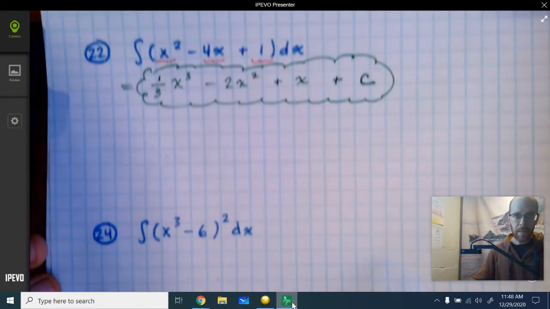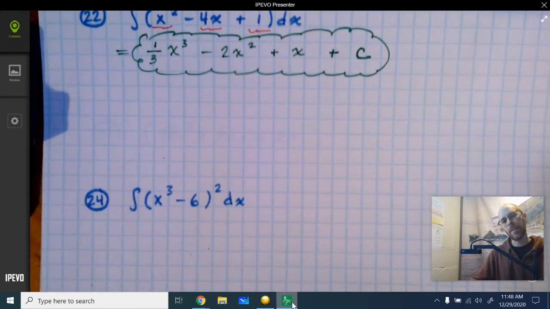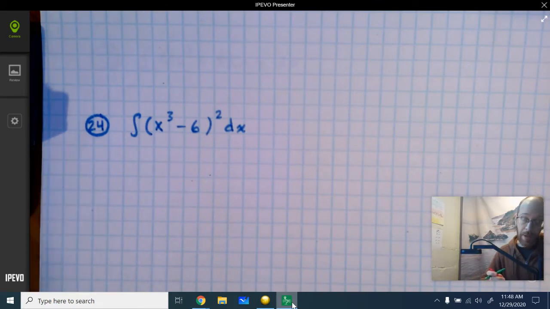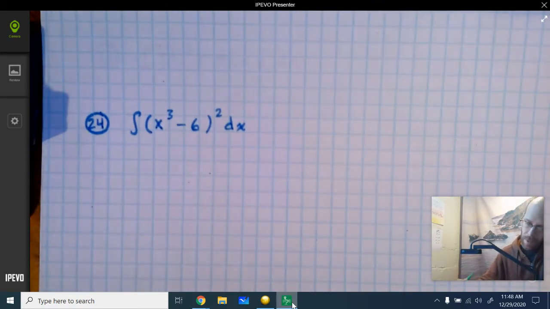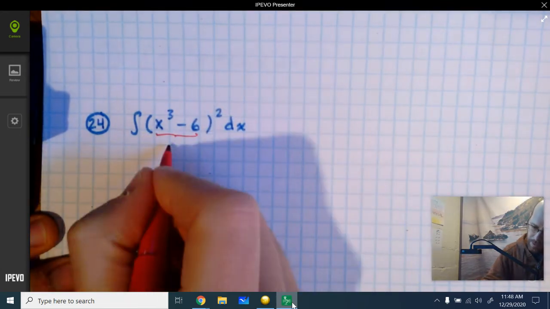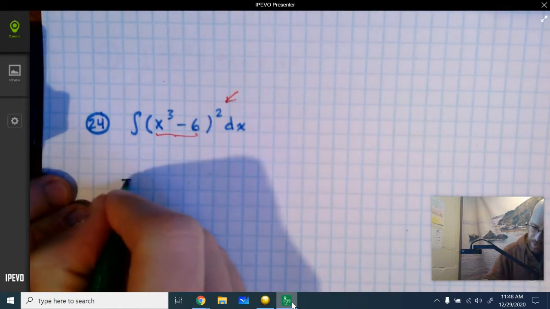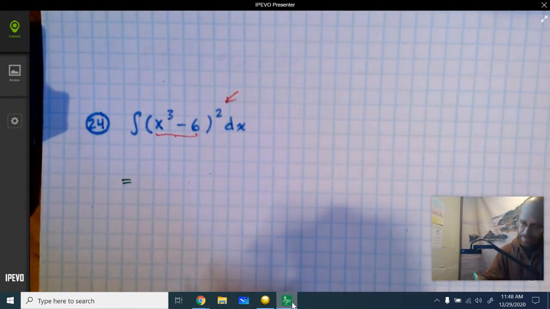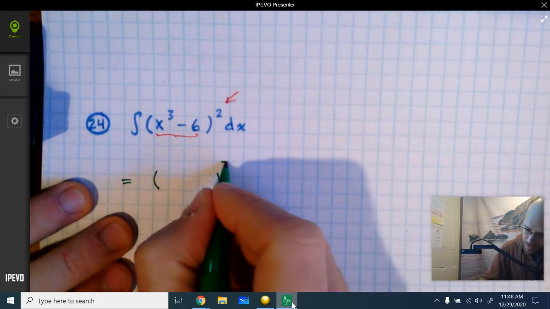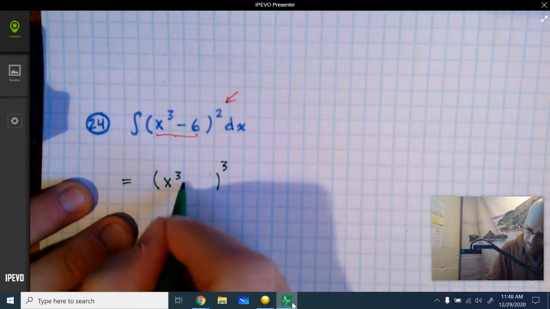Okay, let's do another one. Now, number 24 is probably the most perplexing problem on this assignment. Or well, I should say 23 is, and this will help you with 23. So if I was you, I would look at this and say, there's an inside, there's an outside. So let's treat this like a chain rule. And that would give us something to the 3rd power. Leave the inside alone.